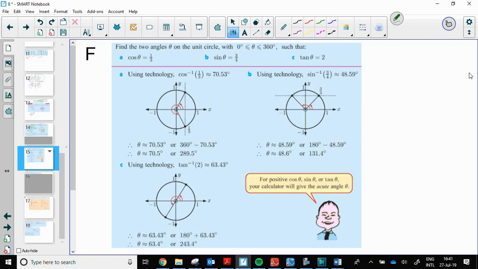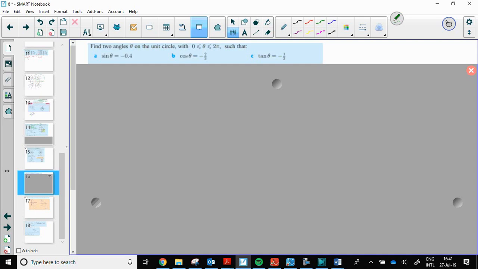If we know what the trig value is, we use inverse trigonometry on the calculator to figure out what our answer is, and then we remember that there could be 2 possible answers in between 0 and 360, so we give them both. Okay, nothing really interesting here. However, had those trigonometric values been negative, we're going to have to think a little bit harder.